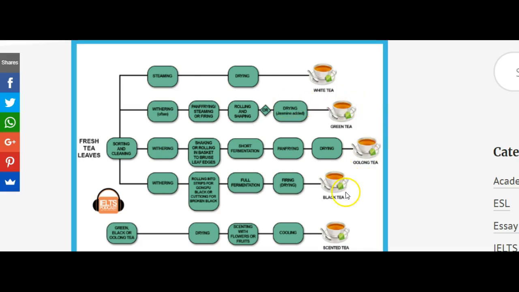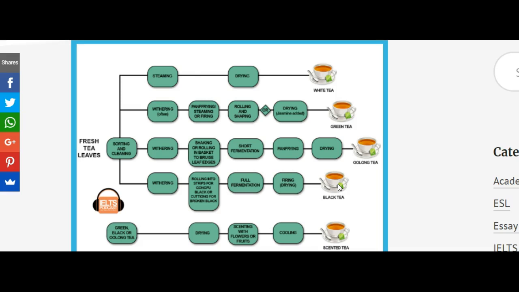So then we go back to oolong and black, okay? And then you can say that oolong and black are the two teas that are fermented. While oolong undergoes a short fermentation process, black tea must be fully fermented. The two teas, oolong and black, are also dried. However, first, oolong tea is pan-fried and then dried, whereas black tea is merely dried by firing. Okay? Then you're done with them.